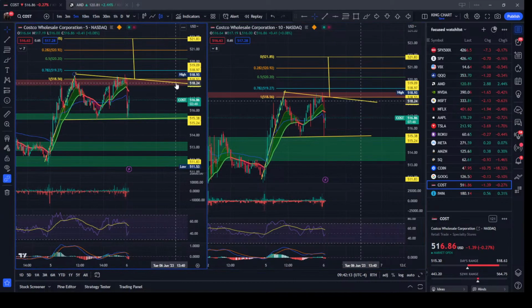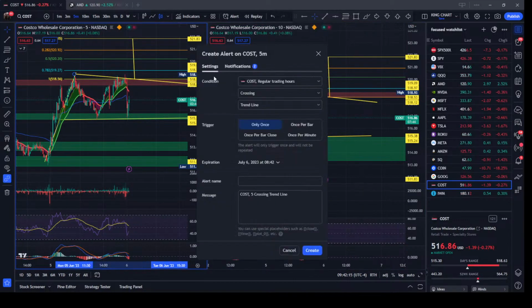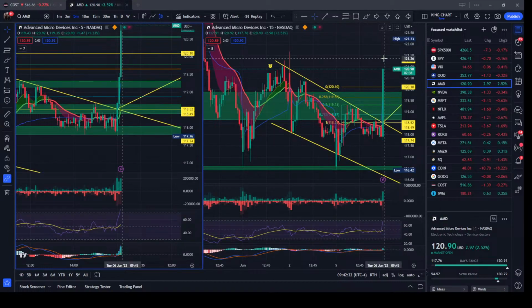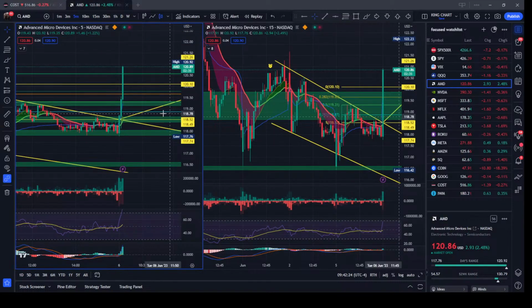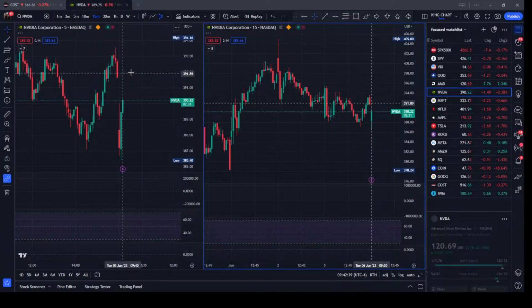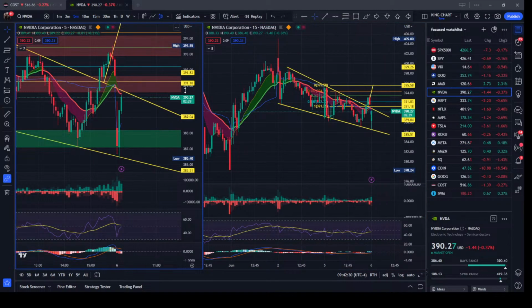So that one we're gonna definitely keep an eye out for. We do all our executions on the 5. Our setups, we find them all on the 15. I find that they always tend to work out better that way. Wow, AMD just crazy. NVIDIA breaking out here.